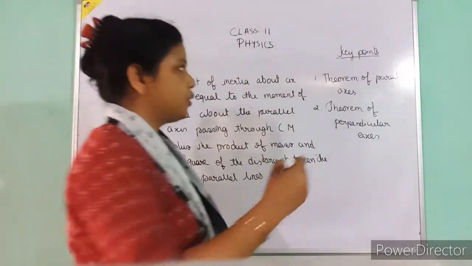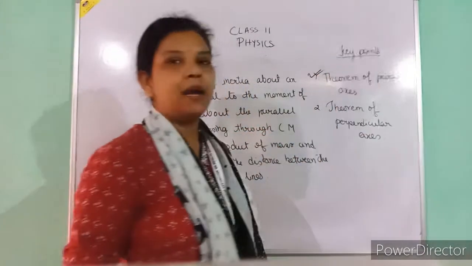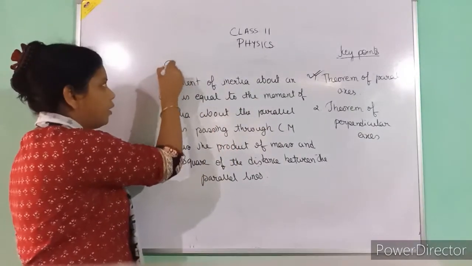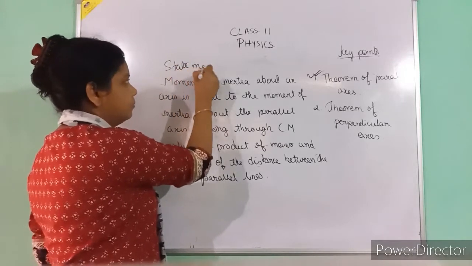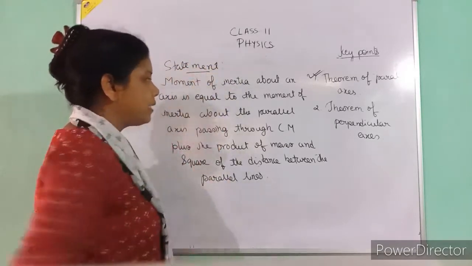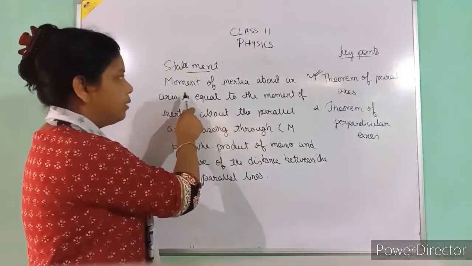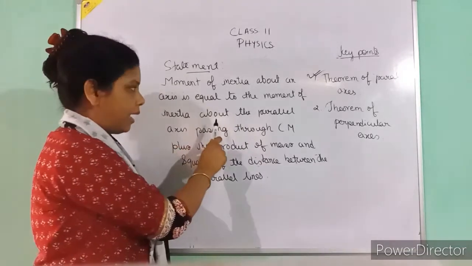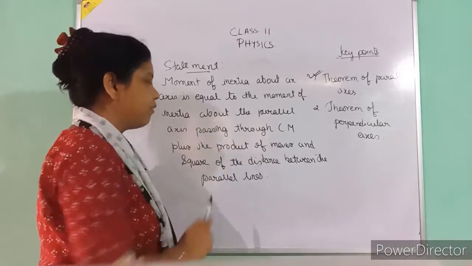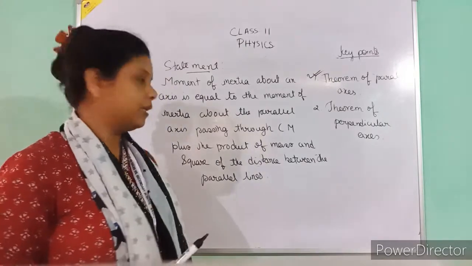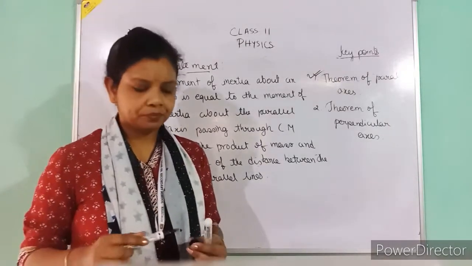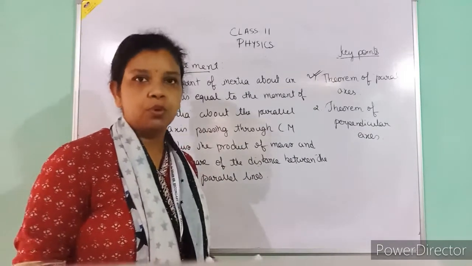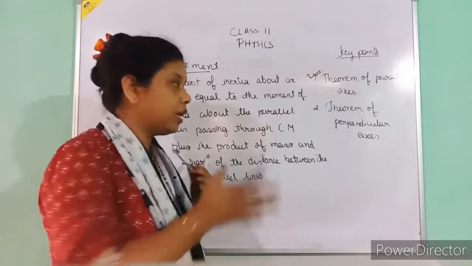So let's start with the first theorem, that is the theorem of parallel axis. What does it state? The statement I have already written on the board. According to the parallel axis theorem, the moment of inertia about an axis is equal to the moment of inertia about the parallel axis passing through the center of mass plus the product of the mass and the square of the distance between them. Since the theorems are written exactly as given in the book, I have written it from the book.